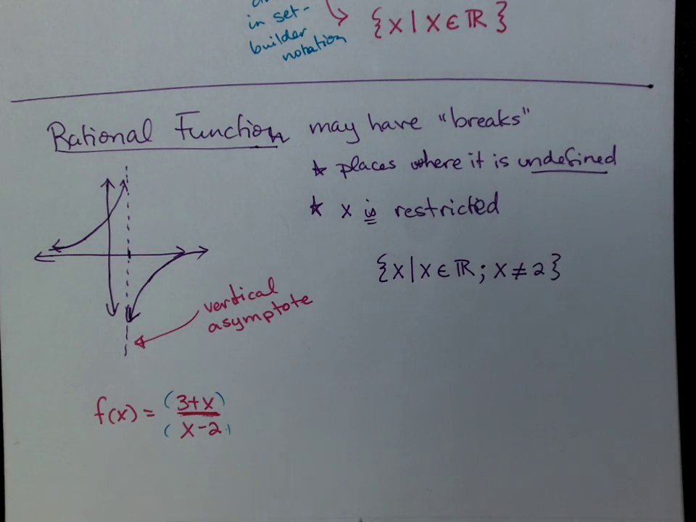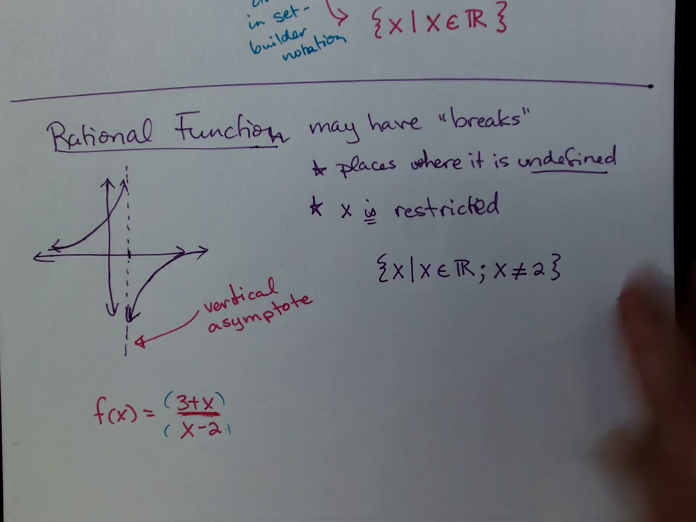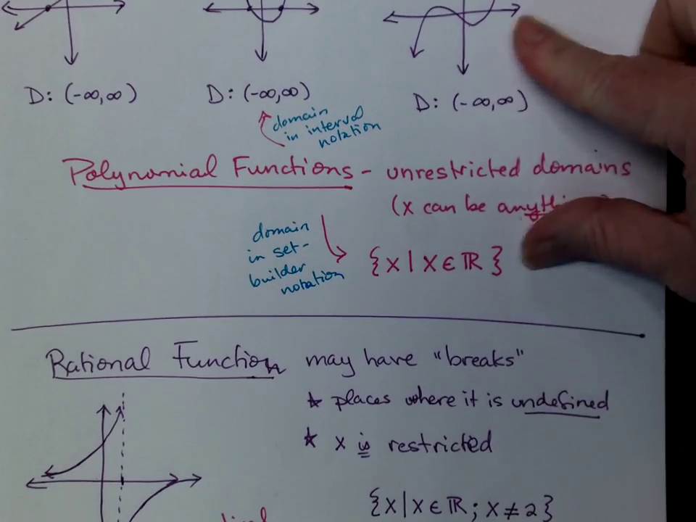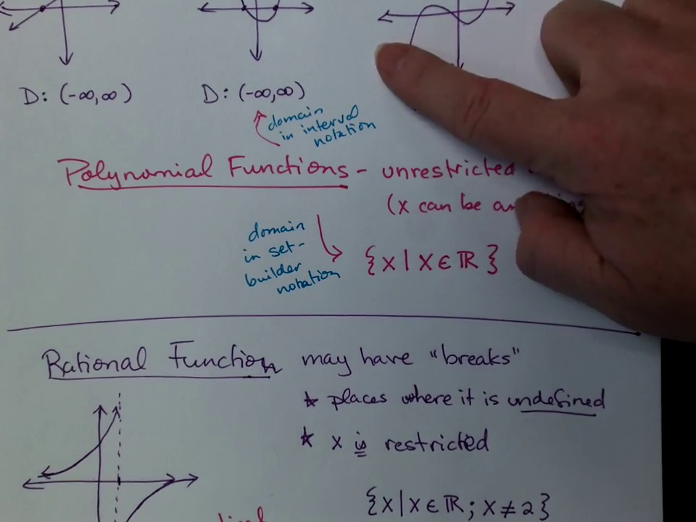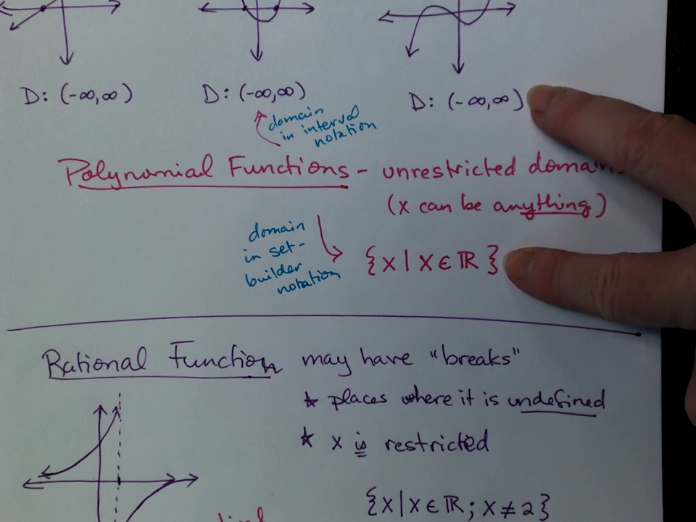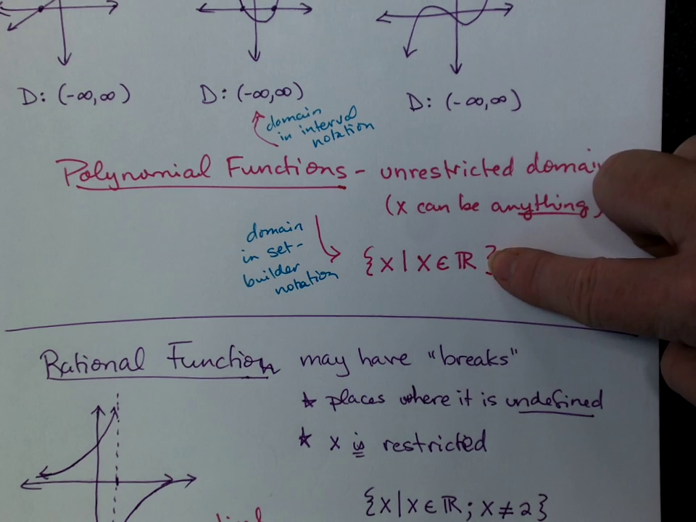What if you write it exactly like that, but instead of having all real numbers, you put negative infinity is less than 2 and greater than? Exactly, in interval notation. So just like up here with polynomials, either in set builder notation or interval notation, I want you to recognize both. MATLAB on this homework assignment is going to ask for set builder notation. But I want you to recognize both.